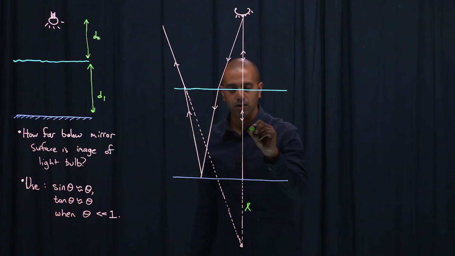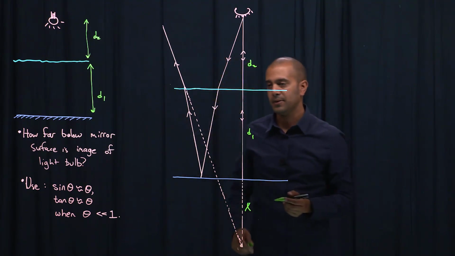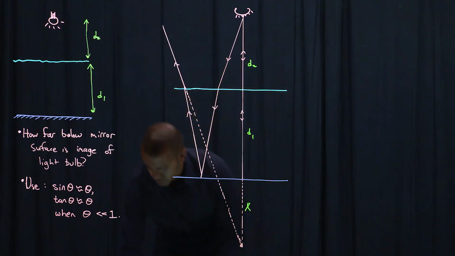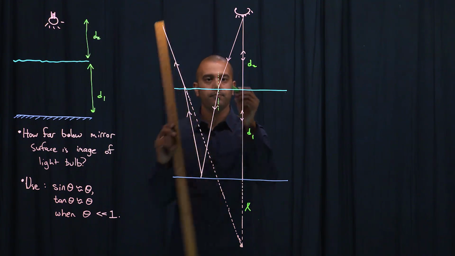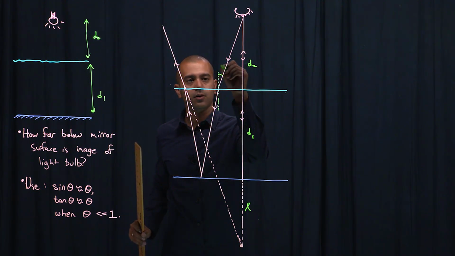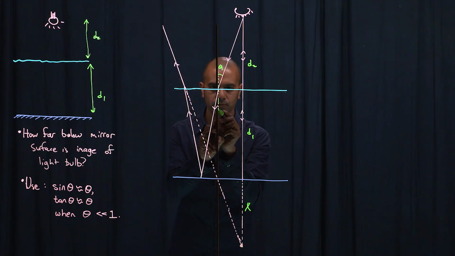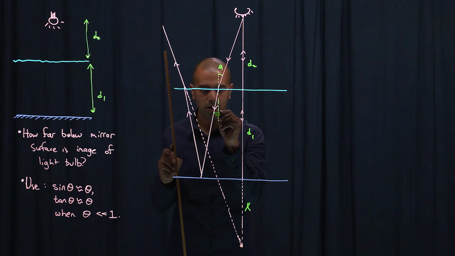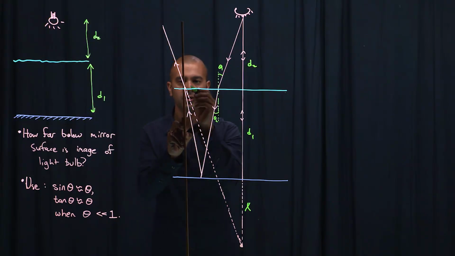We have d1 here, d2 here, and let me go ahead and label a few angles while we're at it, so we can start using Snell's law. So let me just draw the normal here. So I'll call that theta 1. Theta 2. Likewise over here, these are the exact same angles as that one.